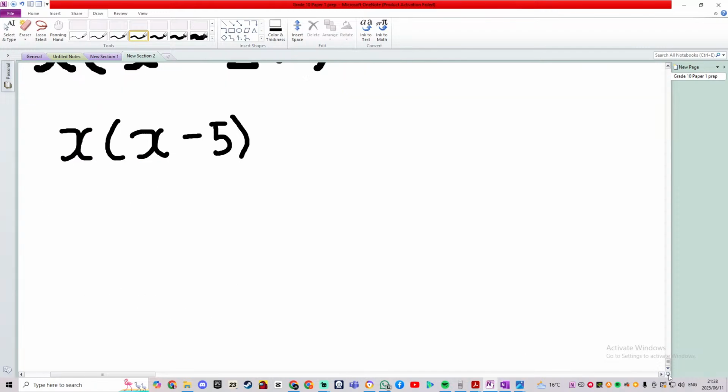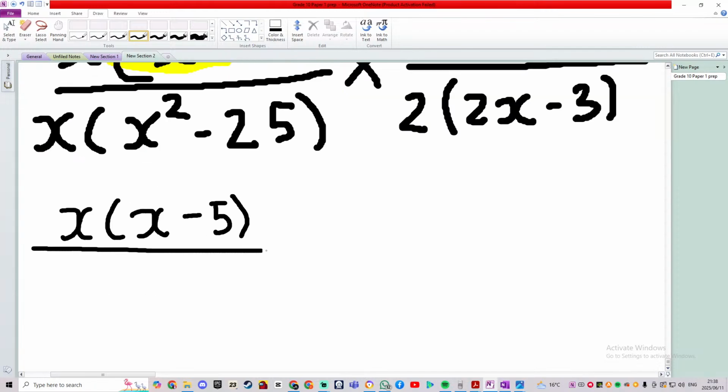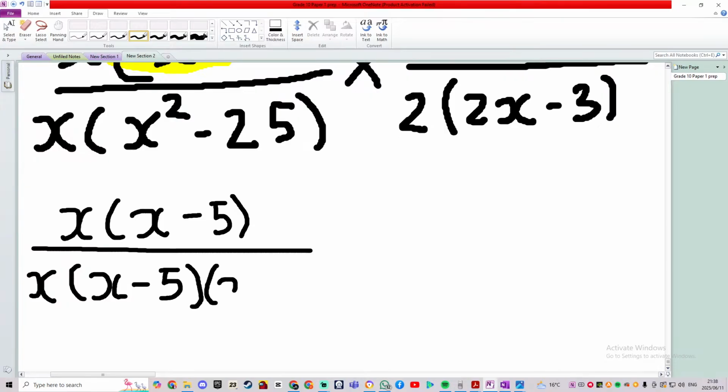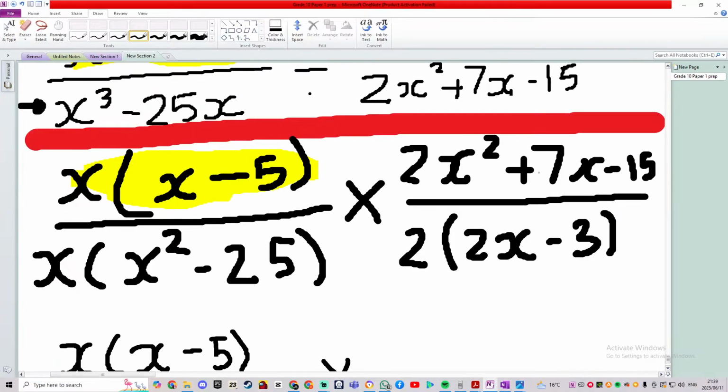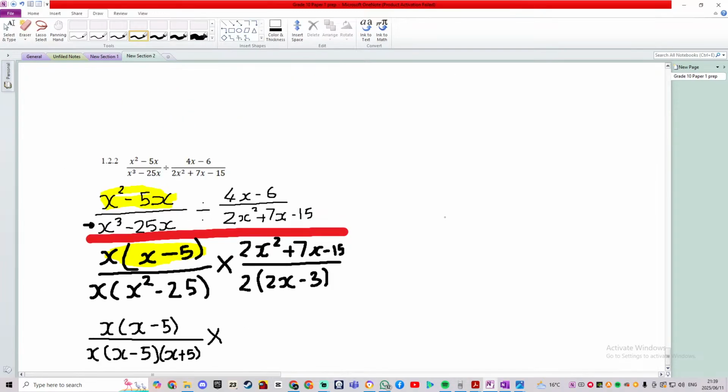And the bottom I can factorize because x squared minus 25 is a difference of two squares. So I have (x minus 5)(x plus 5). I can already see cancellation happening. Times this top here, which is a trinomial. I'm going to do this trinomial separately: 2x squared plus 7x minus 15.